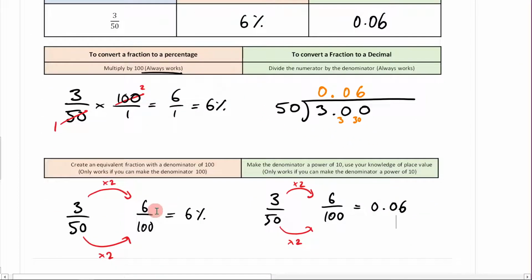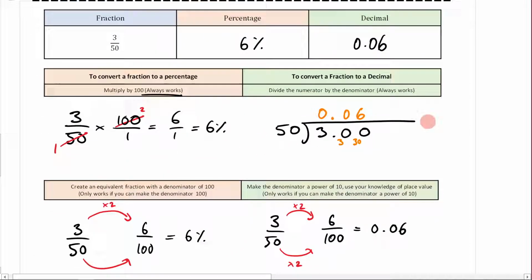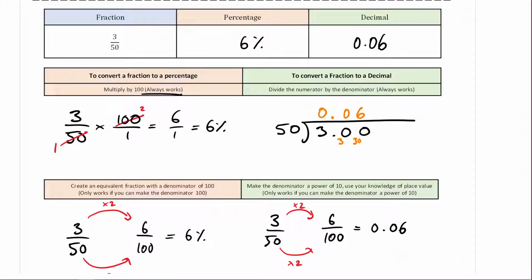So remember, you need to know all of these ways, but also if you're getting a good intuitive understanding of these things, then you're golden.